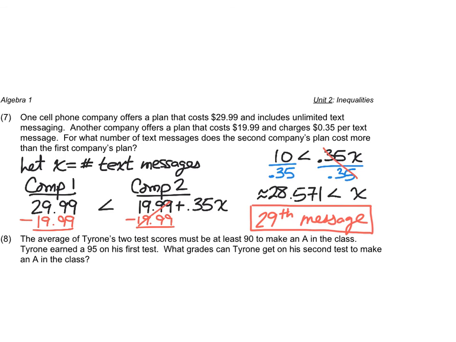And you could test it out by plugging it into the equation of the inequality. You can do this on your own, but if you plug in 28 for x here, you're going to get a number less than 29.99. If you plug in 29, you'll get a number more. If you plug in 28.571, you're going to hit it right on the spot. So you could say anything more than 28.571, but it did say for what number of text messages. So it is calling for an exact value, even if it doesn't seem like that.